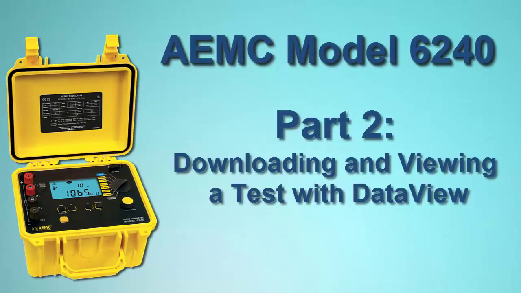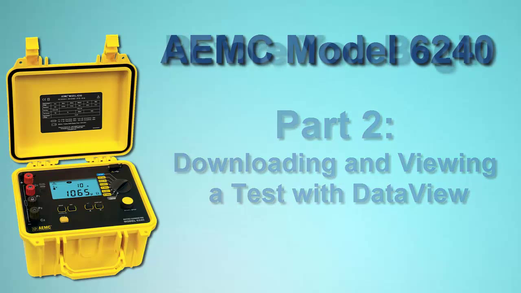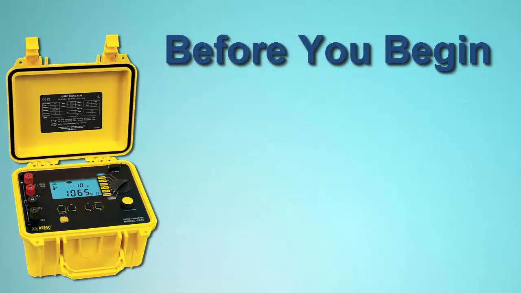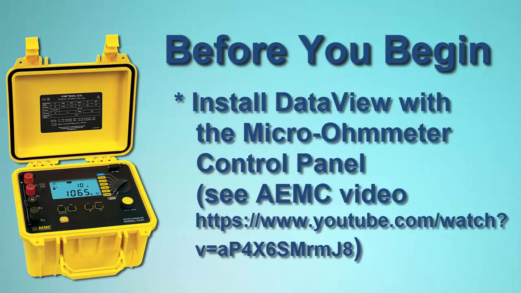In part 1 of our instructional video series on the AEMC Micro-Ohmmeter Model 6240, we explain how to set up, run, and save a measurement test. In part 2, we now show you how to download the saved test to a computer using AEMC's DataView software. This video assumes DataView with the Micro-Ohmmeter control panel has been installed on your computer. DataView installation is the subject of a separate AEMC video.